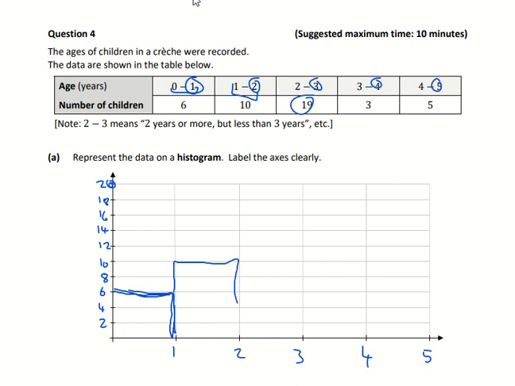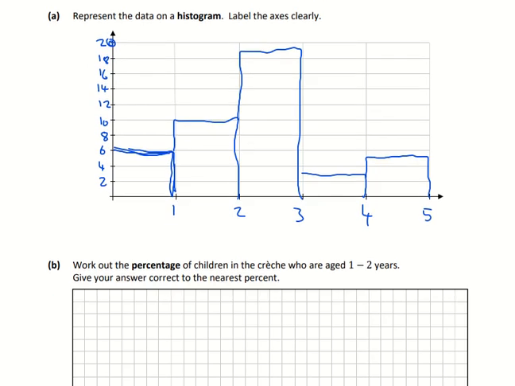Second one goes up to 10. And then 19. So I'm going to go halfway in that bar. So 3 and then 5. So it should look something like that. So just be as neat as possible with it.